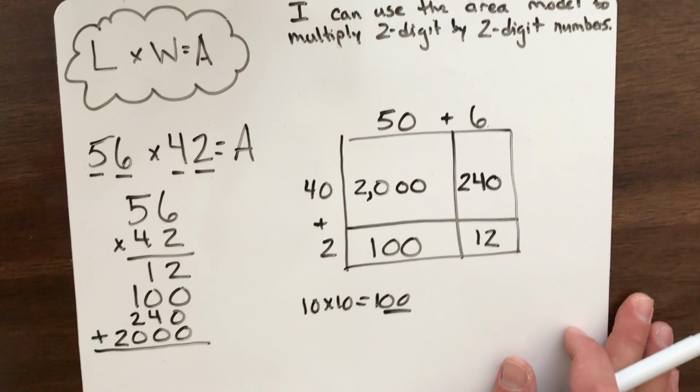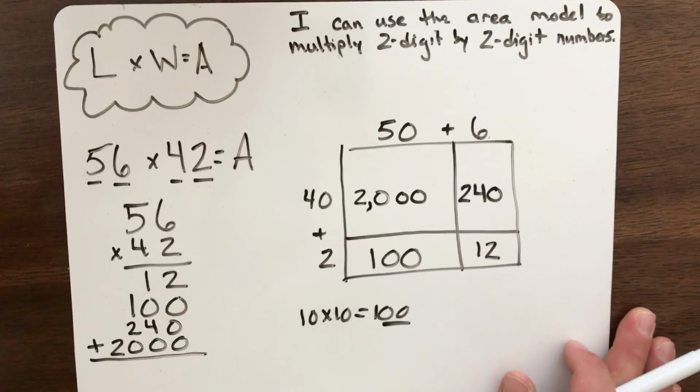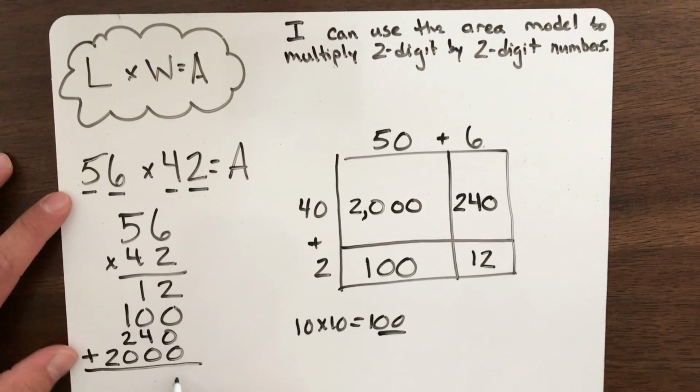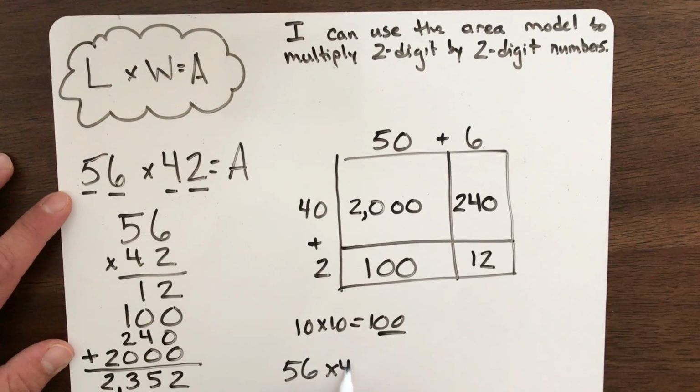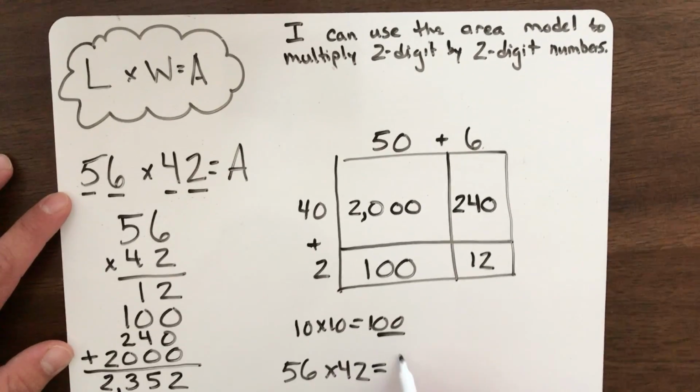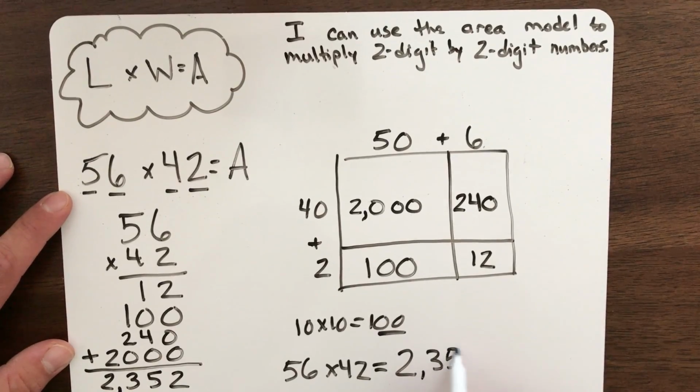Now, if I add this up, we will get our final answer. 2 plus zeros is 2, 1 plus 4 is 5, 1 plus 2 is 3, and 2 plus nothing is of course 2. Our answer is 56 times 42 equals 2,352.